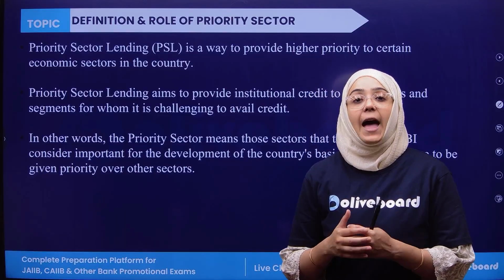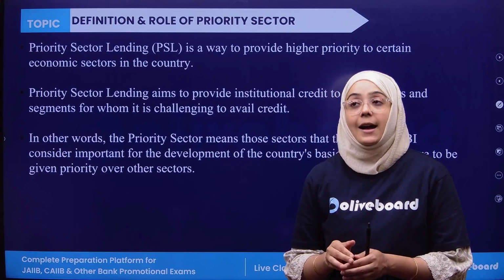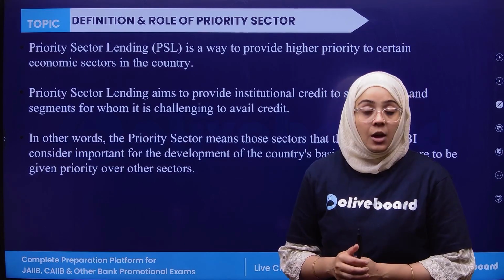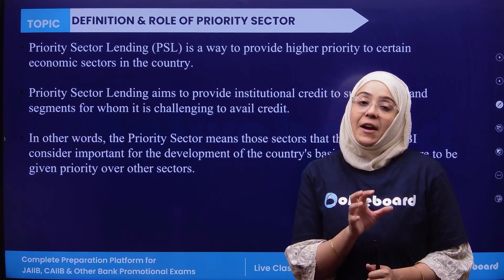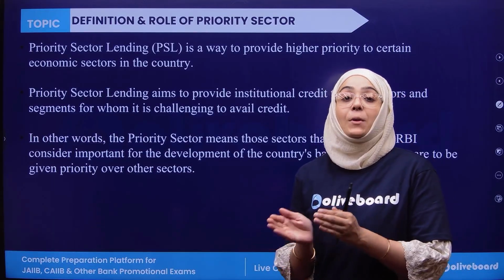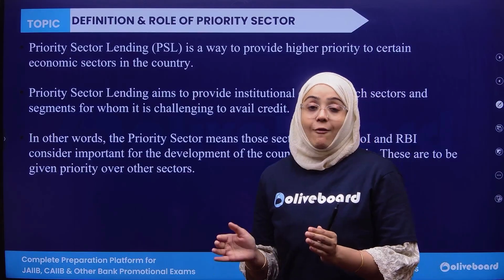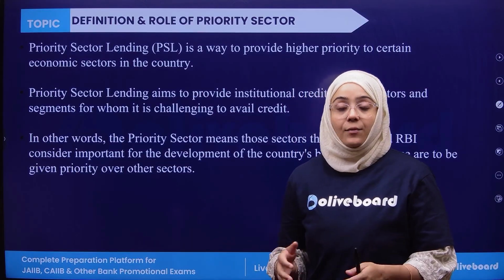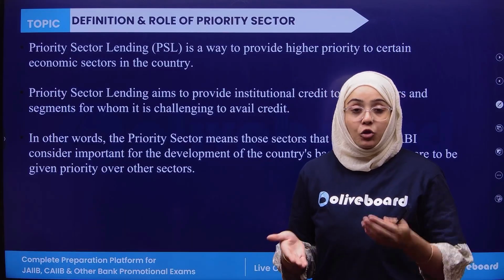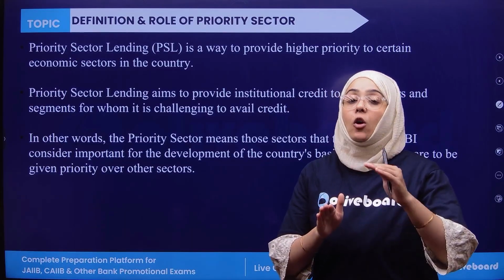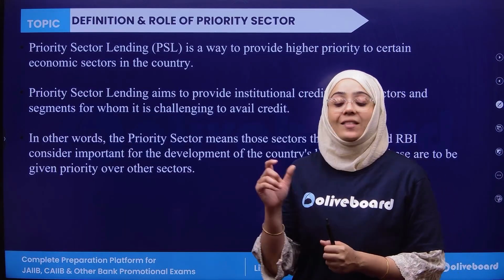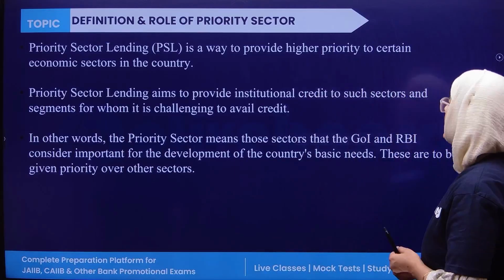Priority sector lending is a way to ensure that lending is given to the priority sector. There are some priority sectors identified by the Reserve Bank of India which have been given priority over other sectors. Why? Because they are very important. They are of common need for each and everyone. So these sectors are given priority over other sectors. Lending to these sectors is called priority sector lending, right?